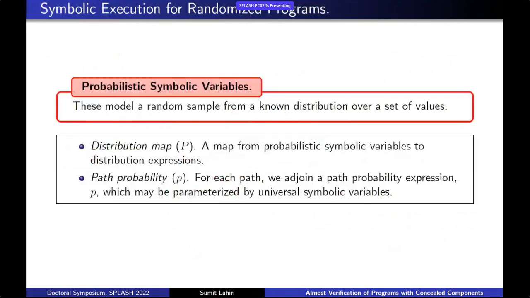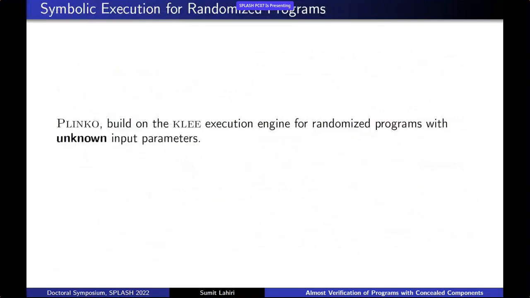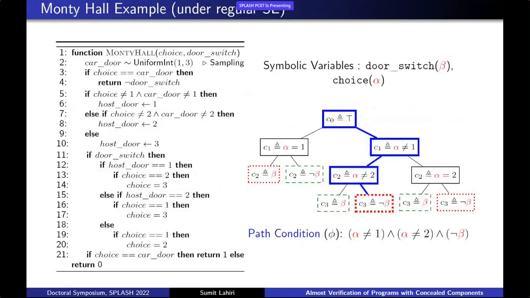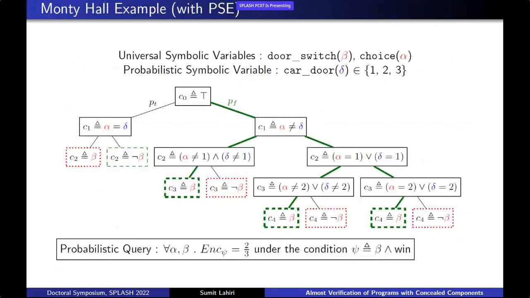Earlier, if you see in the slides, we would have only symbolic variables alpha and beta. However, for probabilistic symbolic execution, we would also introduce a probabilistic symbolic variable delta. So now the tree can actually fork and grow on delta as well.